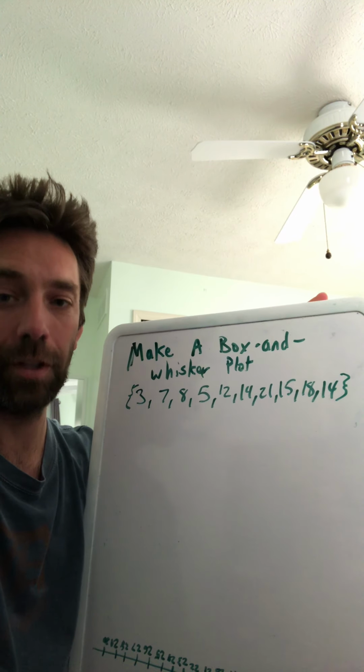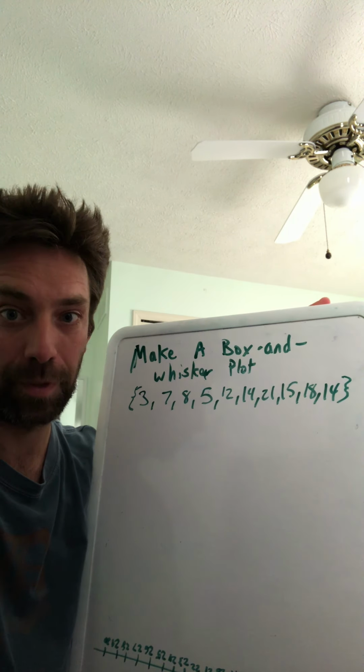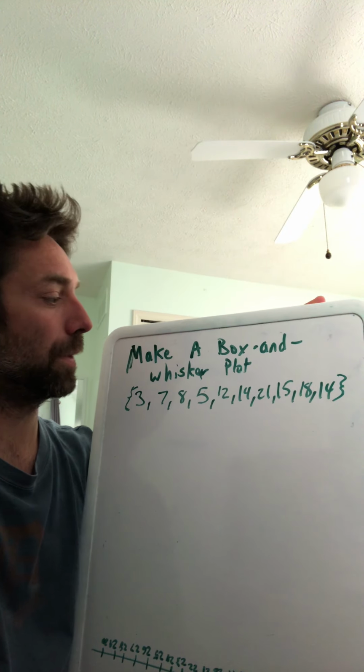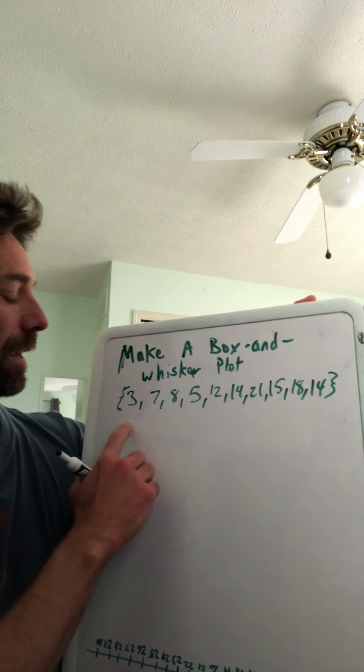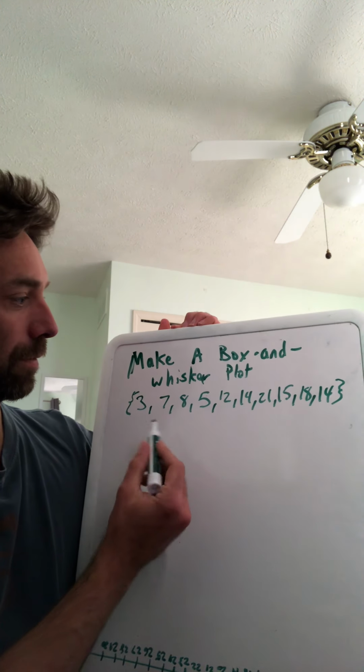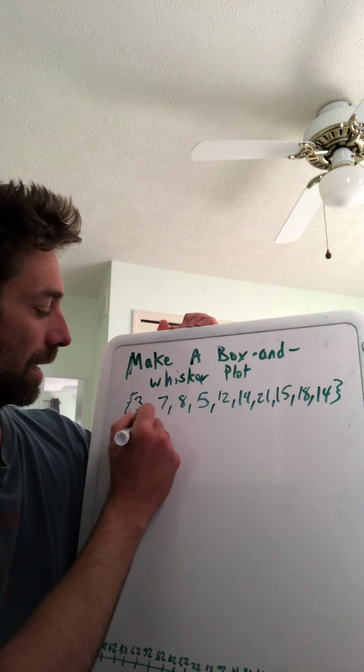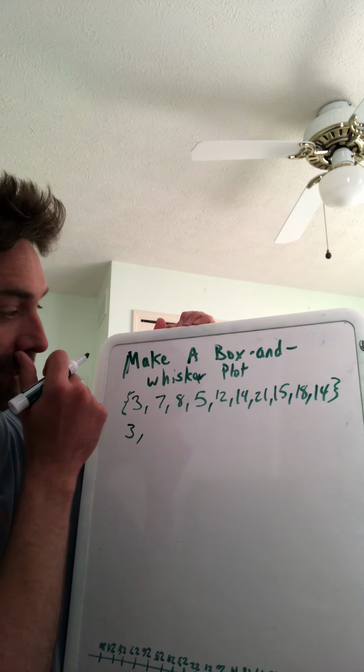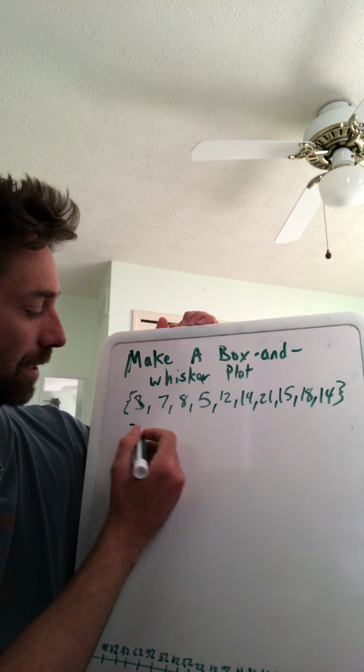All right, this video is going to show you how to make a box and whisker plot. So we have our set of numbers here. The first thing you have to do with any set of numbers when we're talking about data is put these numbers in order, just like we did to find the median, because box and whisker plots are really about finding a lot of medians. So I got to put these in order.